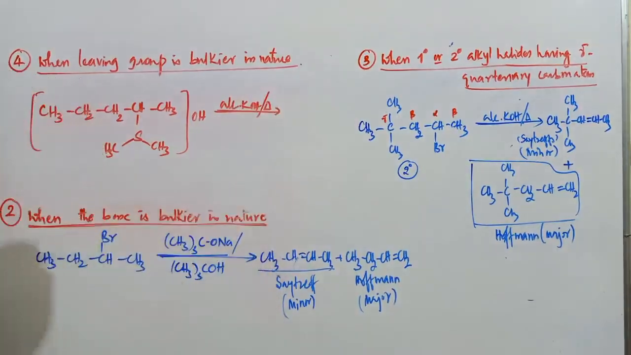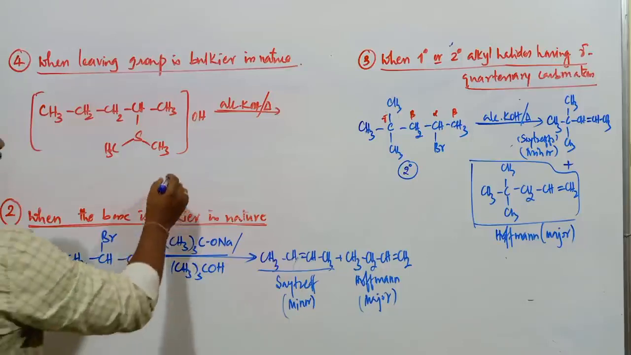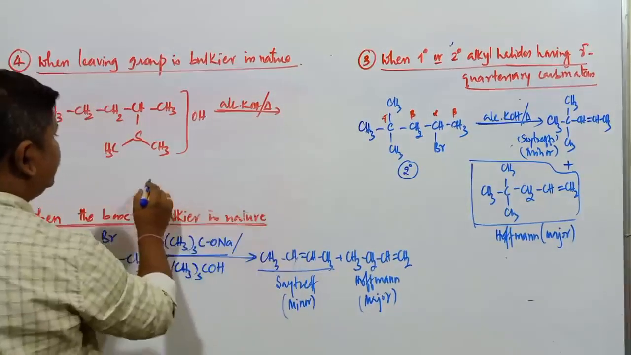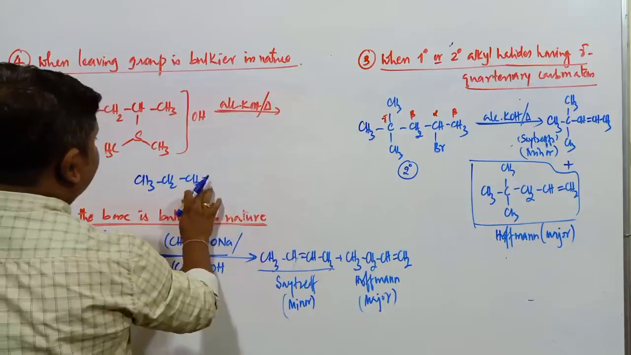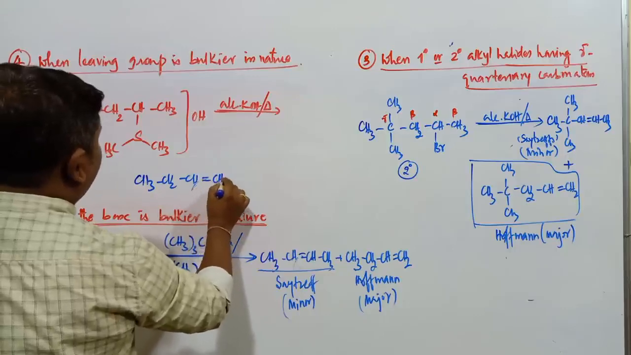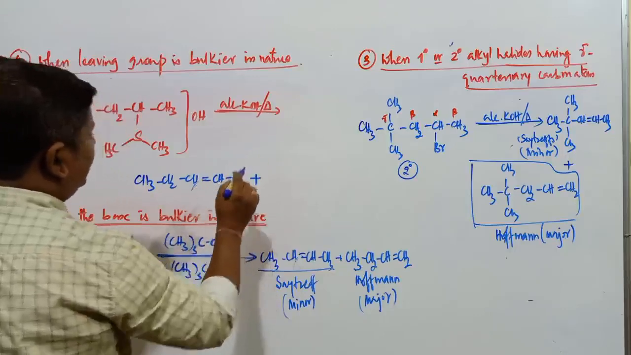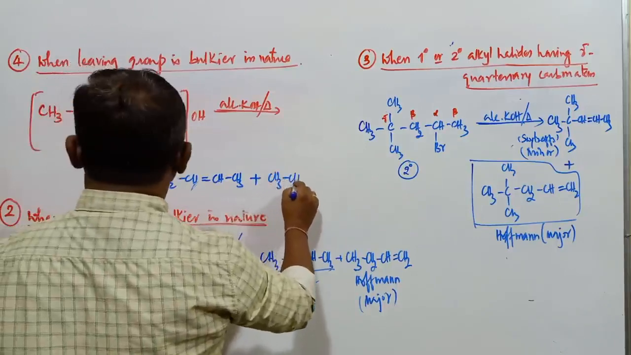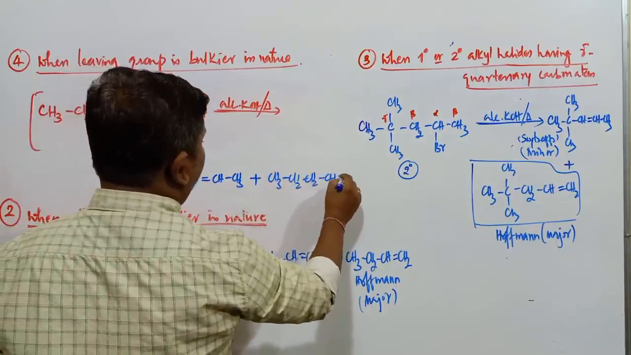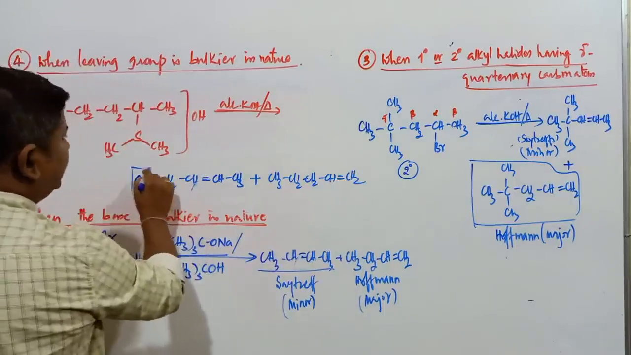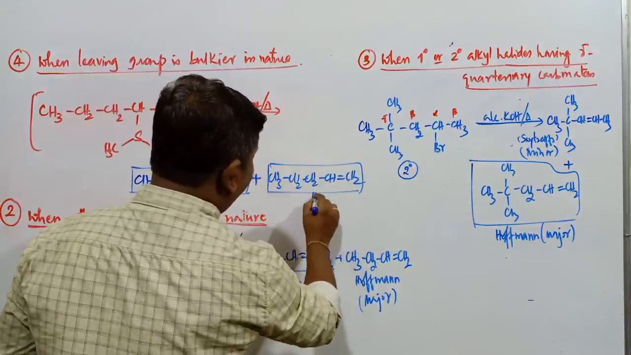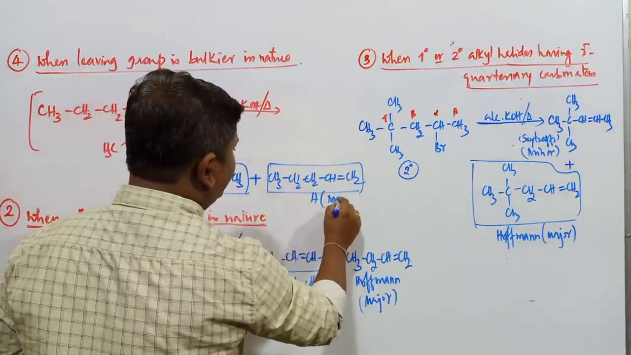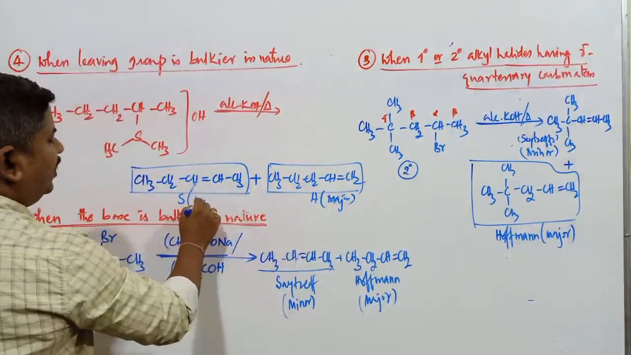So this is the molecule when it is subjected to dehydrohalogenation. What are the products possible here? It is CH3, next one CH2, CH2, this is CH, double bond, CH, it is CH3, and another product is CH3, this is CH2, CH2, CH, double bond, it is CH2. So naturally this is the Saytzeff product, and this one is going to be the Hofmann product. This is the major product, and this one is going to be the minor product.